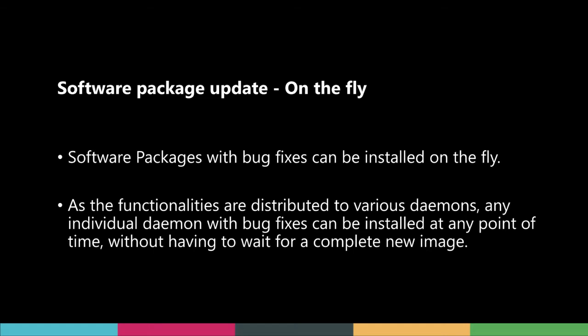In RBFS, we have various functionalities distributed across different brick daemons. This provides an added advantage. Whenever there is a bug, the bug fix can be provided as a package, and this package can be directly installed on the box. In order to demonstrate this, we have induced a bug with BGP.